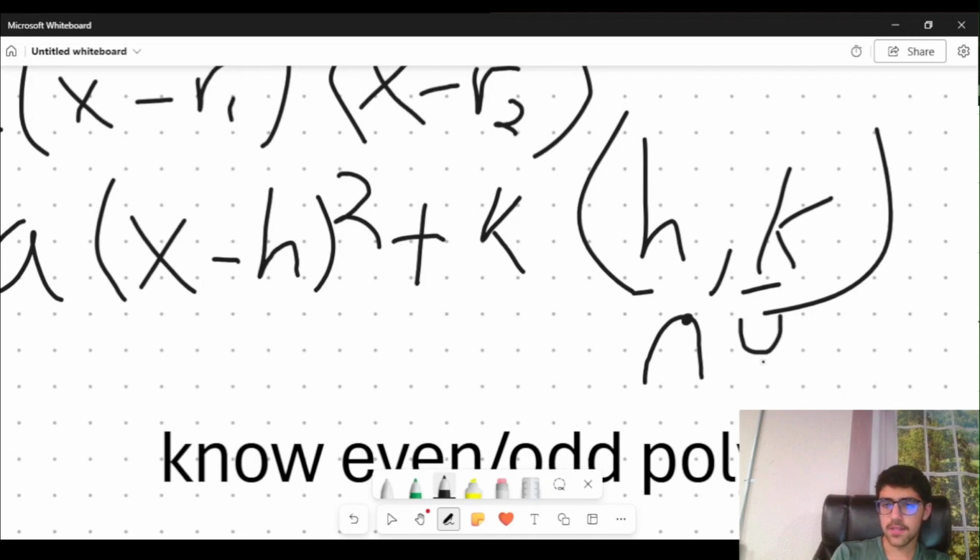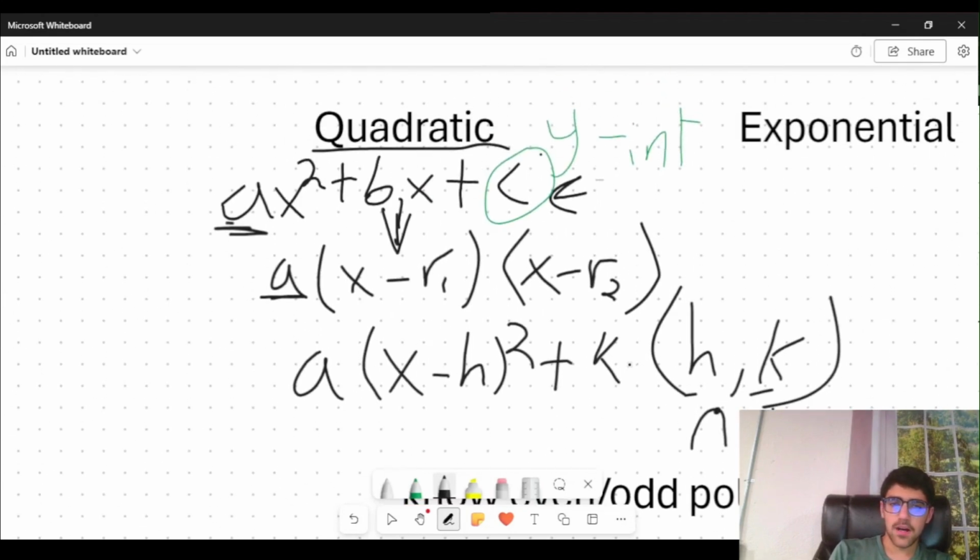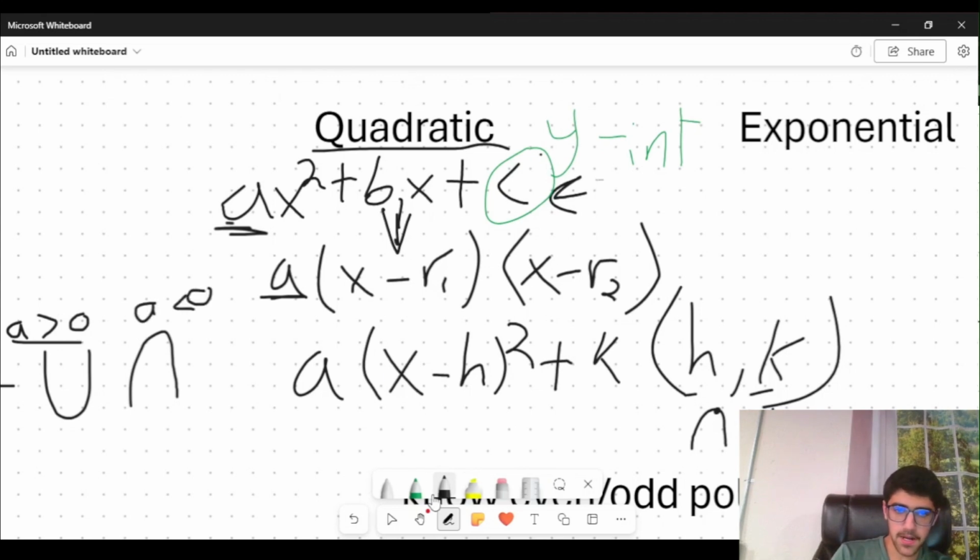Now another important thing to note is that a determines if the parabola opens up or opens down. If a is positive, a is greater than 0, it opens up. And this one is a is less than 0. If a is greater than 0, so a is positive, you get a local minimum. If a is less than 0, you get a local maximum.